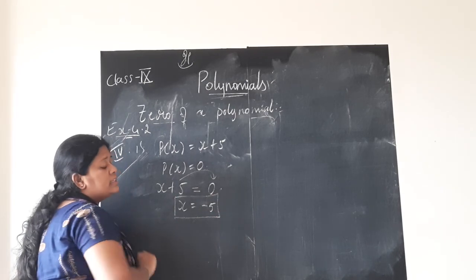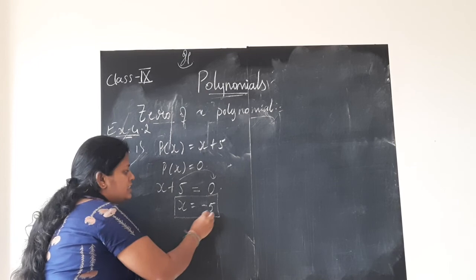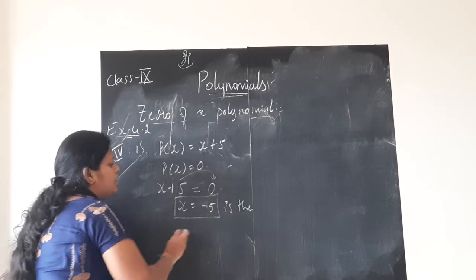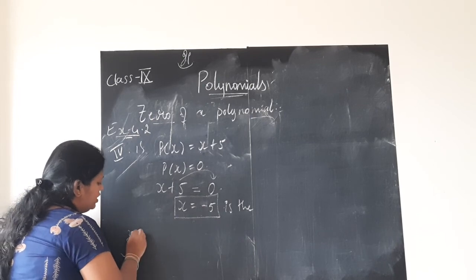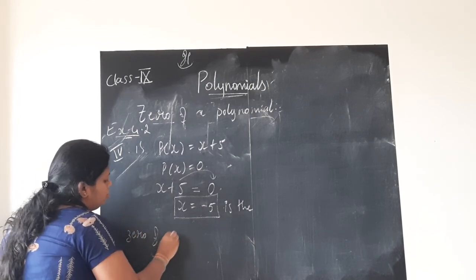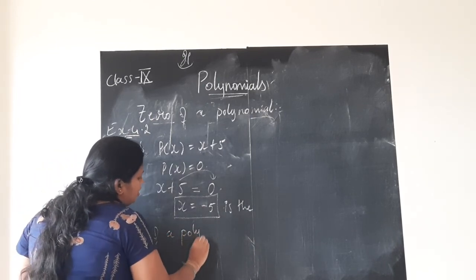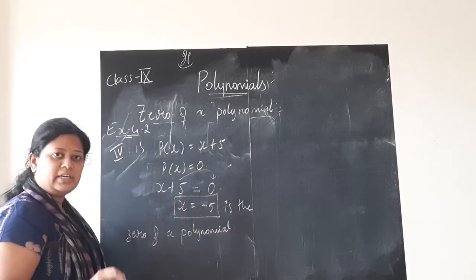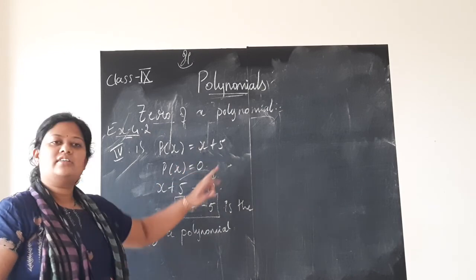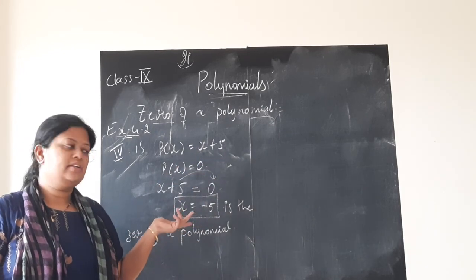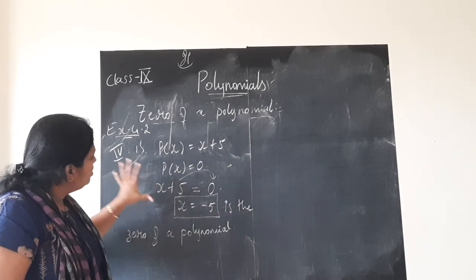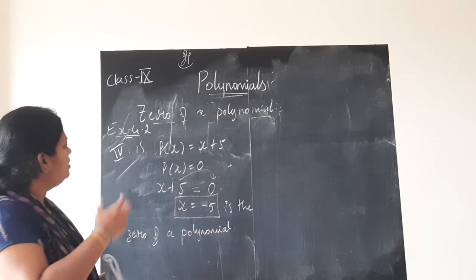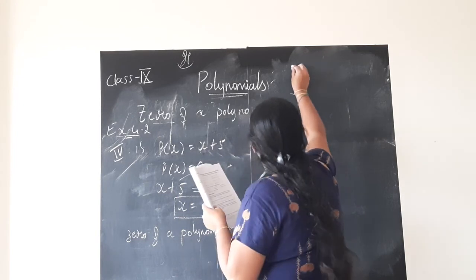X is equal to minus 5 is the zero of the polynomial. You write this very quick sentence for each and every problem. We put minus 5 and got 0, we found that first, but the actual thing you need to do is this method. Hope you have understood. Similarly we'll solve the rest of the problems.